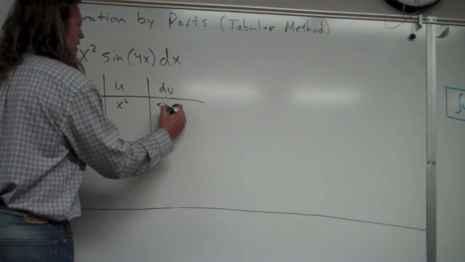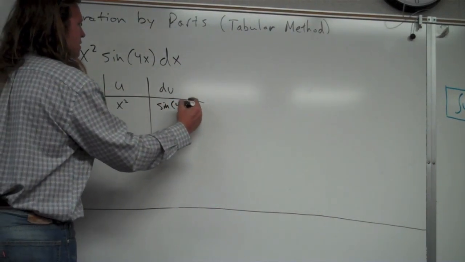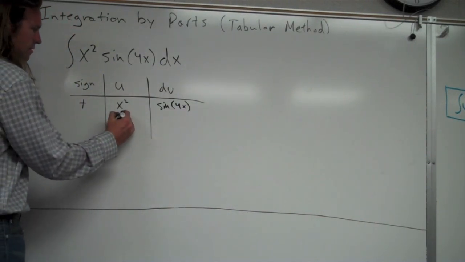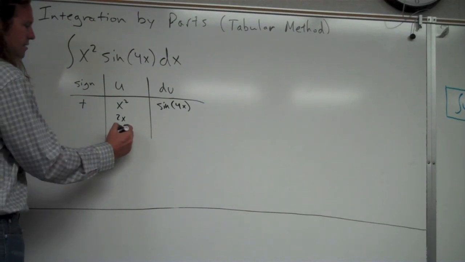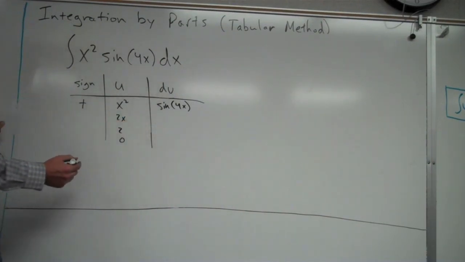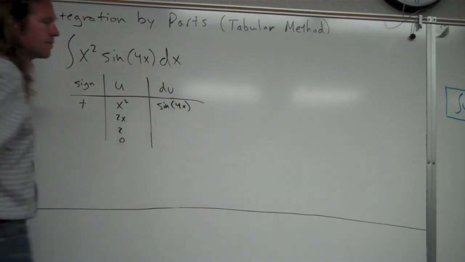And we have sine of 4x as our dv. Alright? So let me just go through u until I get down to 0. So it's going to be 2x, it's going to be 2, and then 0. So then I'll fill in the rest of my dv's here. So the antiderivative of sine 4x.